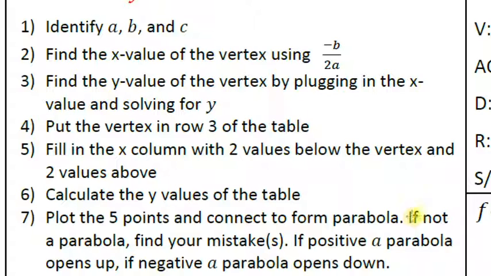Now here's an important error check to make sure you've done your work correctly. If the shape doesn't look like a parabola, trust me, you've made a mistake. Find your mistakes. And the last thing is, remember, if the a value you found is positive, your parabola better be opening up. And if the a value is negative, your parabola better be opening down. If you get a positive value for a and your parabola is upside down, you've made a mistake. And the same thing if a is negative. If a is negative, your parabola should definitely be opening down.